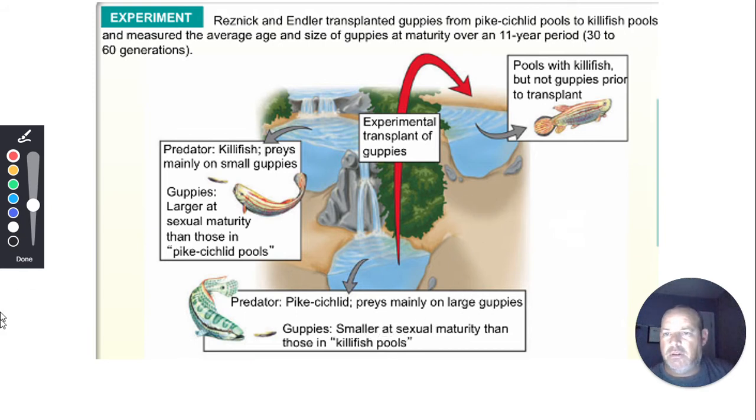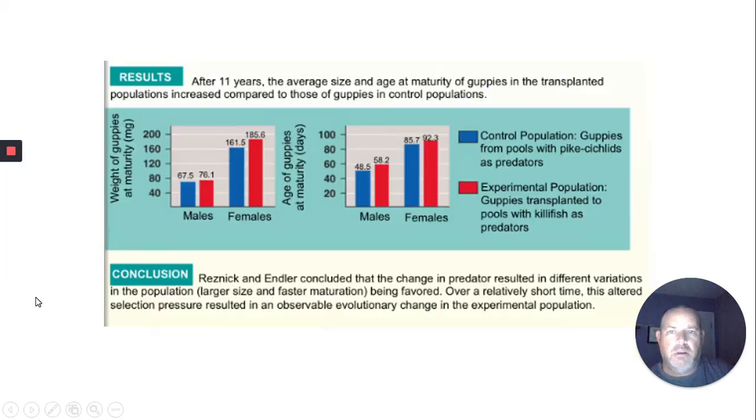So got to get rid of this before we click over. And then here's the data. So after 11 years, the average size and age of maturity in the guppies in the transplanted populations increased compared to those in the control populations, right? So the one pool with the killifish where they would have liked the small guppies, and you move some up there, the guppies ended up getting bigger and bigger to avoid that predator.